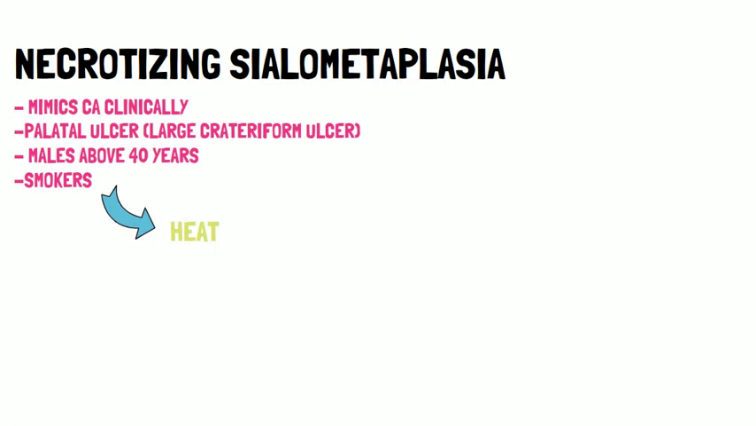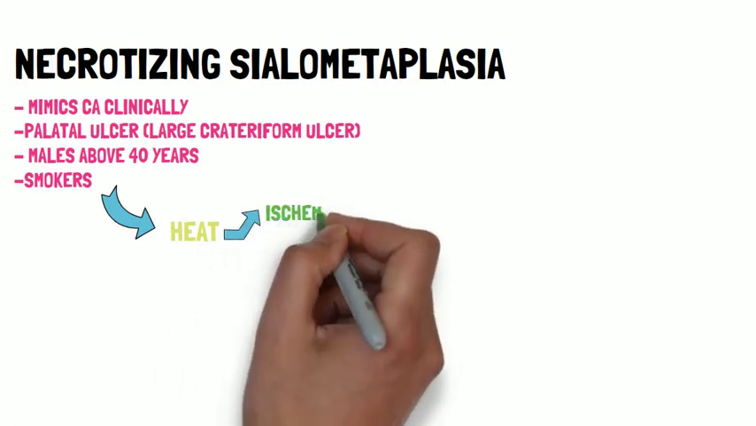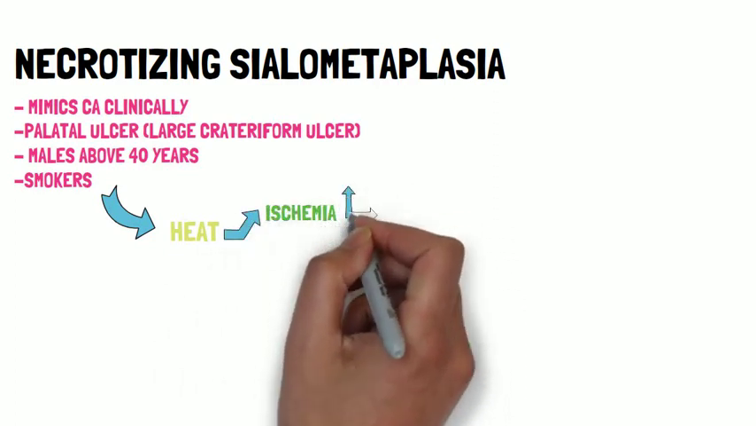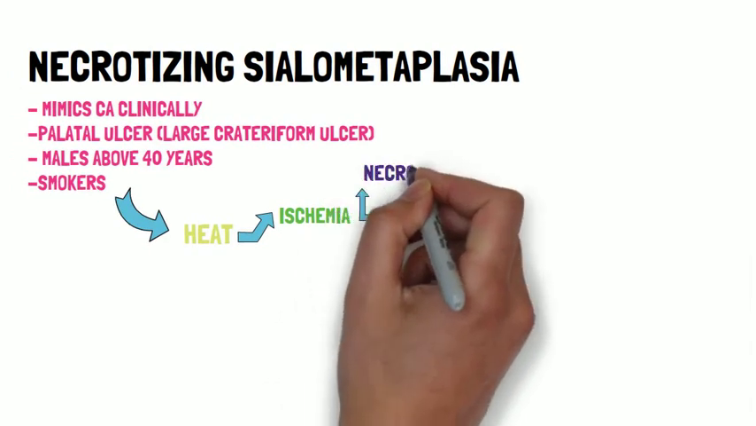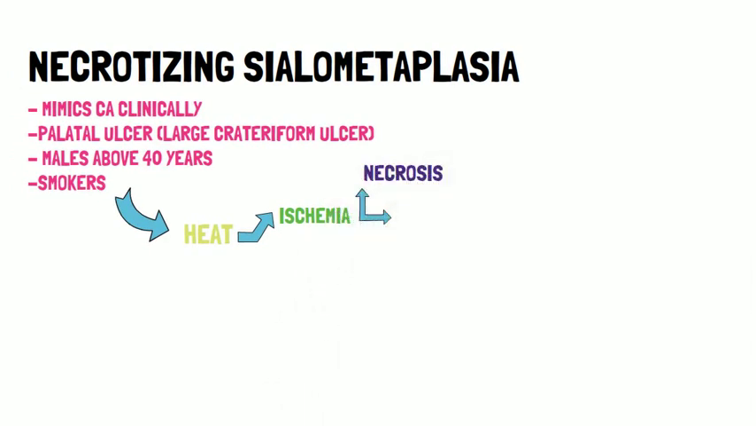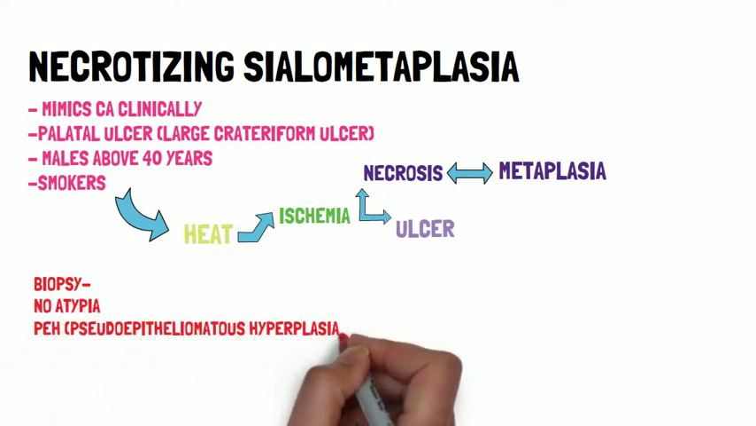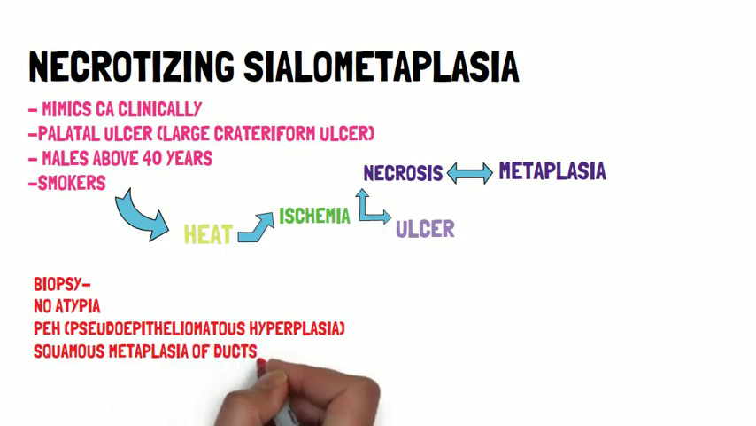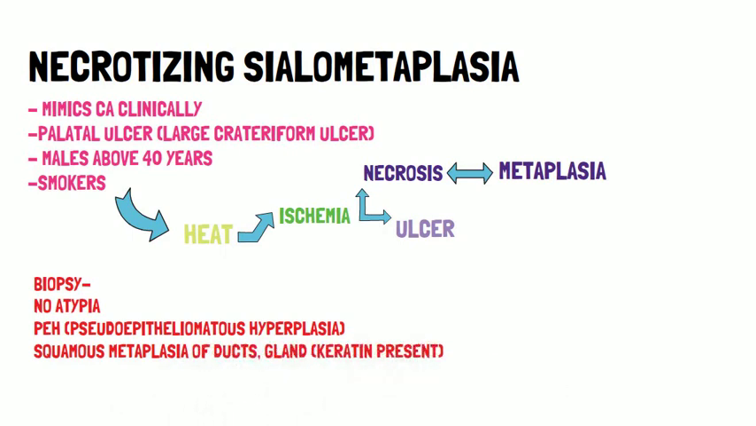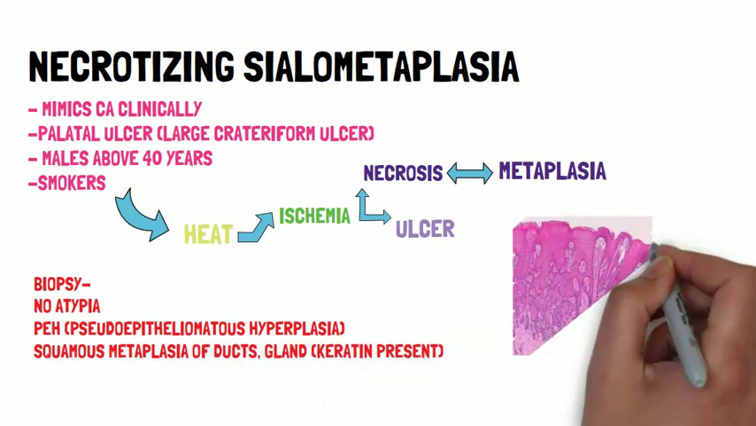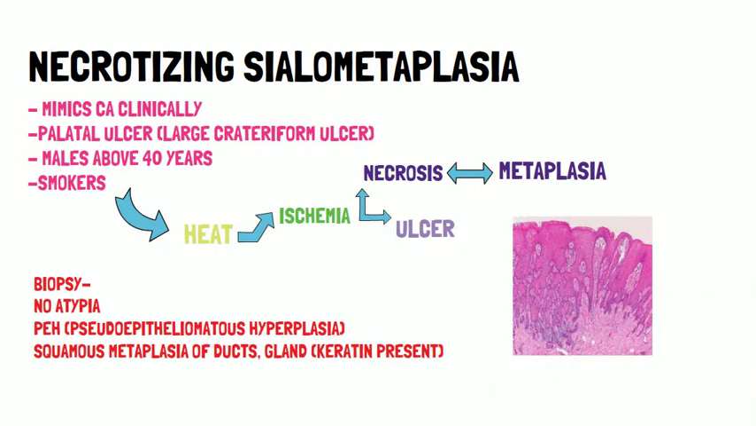It is more common in males who are aged more than 40 years and the cause is smoking. The heat from smoking leads to ischemia and necrosis, which leads to ulcer. And also there is metaplasia. There is squamous metaplasia of the ducts and in the gland. But when we perform biopsy there is no atypia. There is only pseudoepitheliomatous hyperplasia. That is, the rete ridges are present at different levels but the basement membrane is intact.